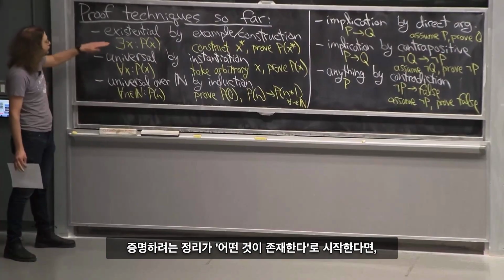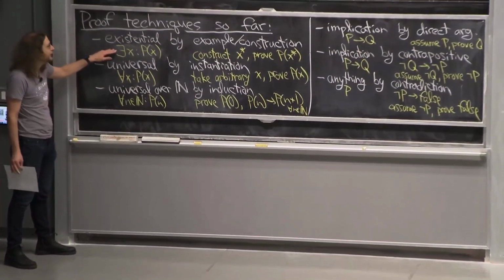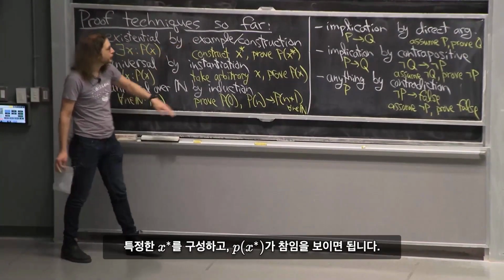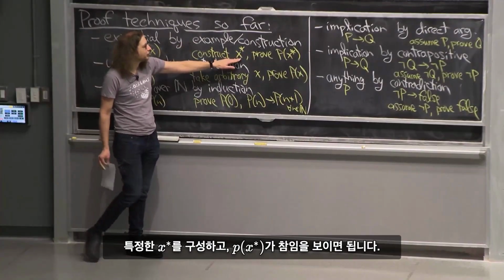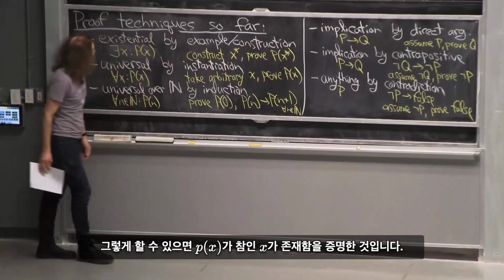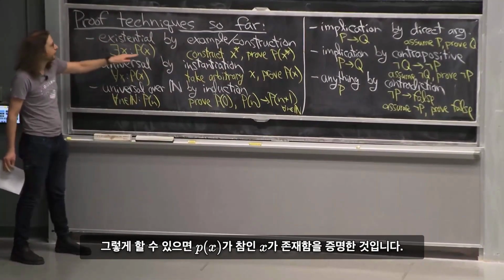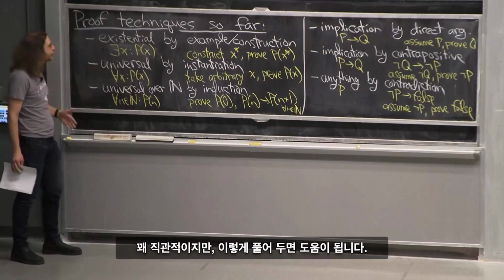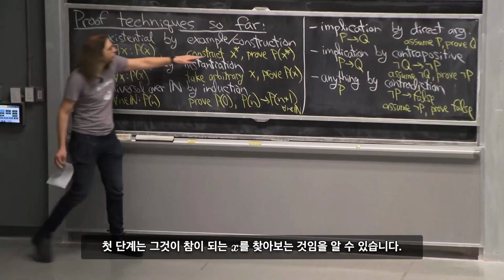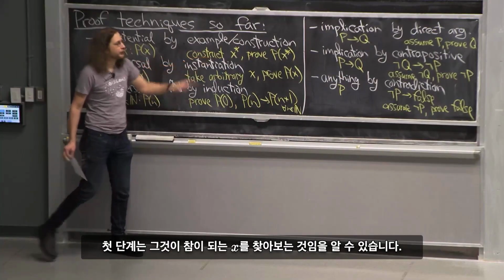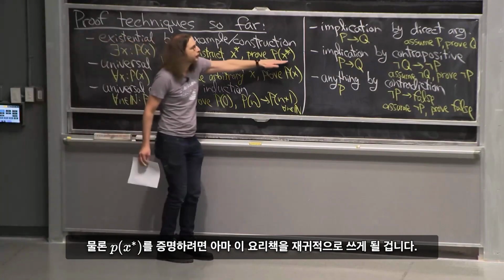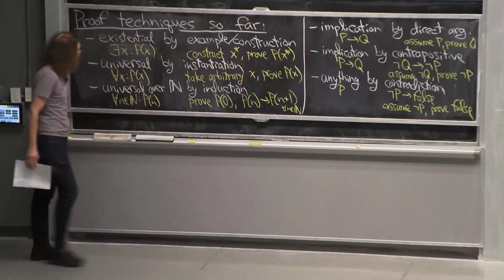If the theorem you want to prove starts with there exists something, then a natural way to prove that is by example or by construction. You construct a particular x star and prove that p of x star is true. And if you can do that, then you've proved that there exists an x where p of x is true. It's kind of straightforward, but it lets you unwrap. If I give you an expression that starts with exists, then you know your first step is try to figure out an x where this is true. And of course, to prove p of x star, you probably recursively use this cookbook.